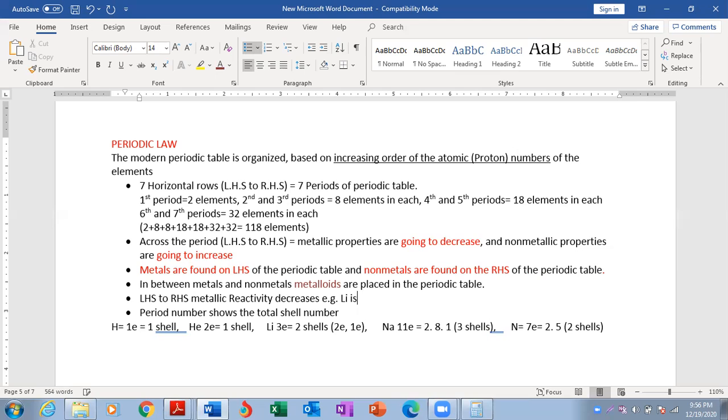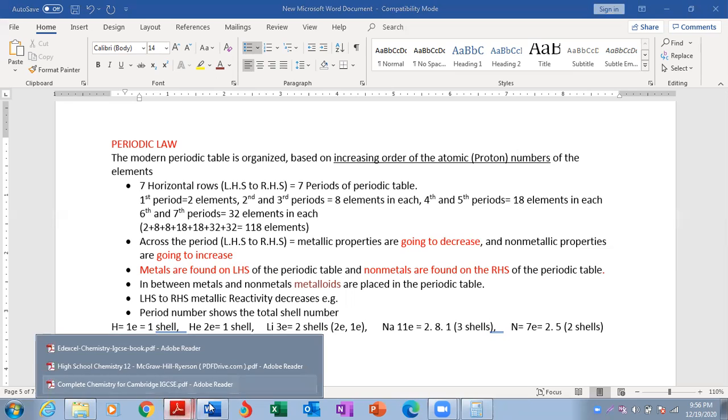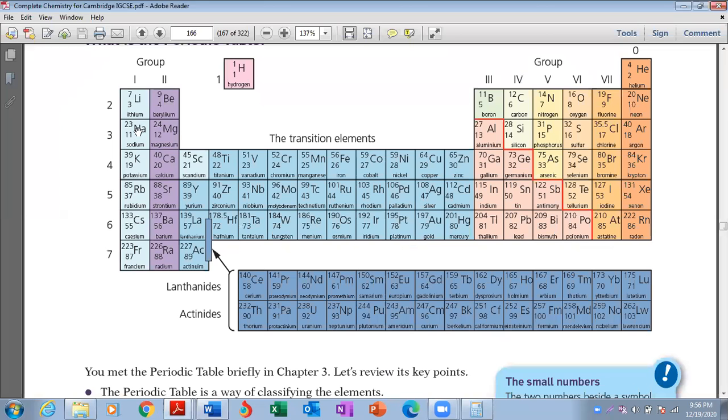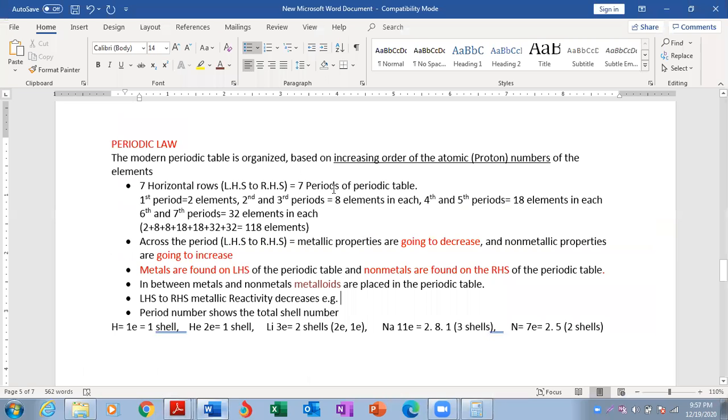For example, lithium, I'm just going to mention here the two metals. Let's suppose we have sodium as well as aluminium, and we are moving from this side to this side. So aluminium is less reactive than magnesium and sodium, and magnesium is less reactive than sodium. So it means we have the most reactive metals on the left hand side and the most reactive non-metals on the right hand side. So we can say that from left hand side to right hand side, the metallic reactivity decreases.